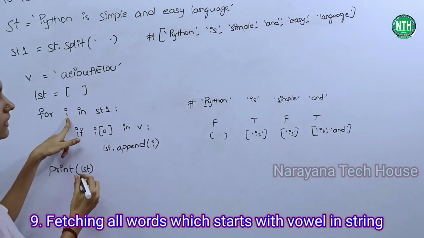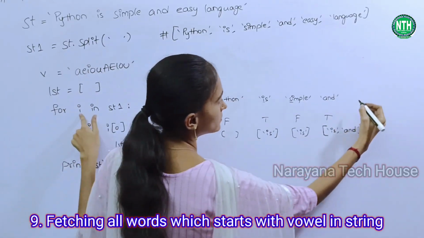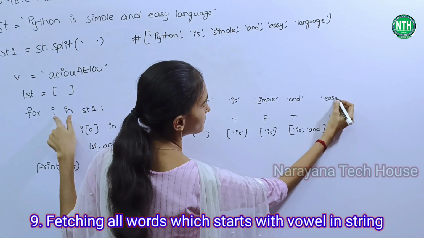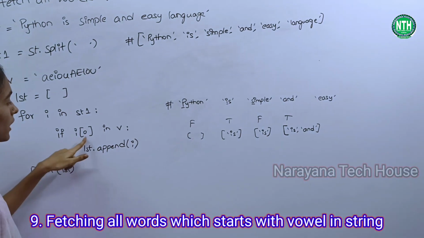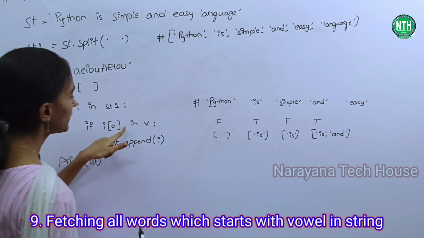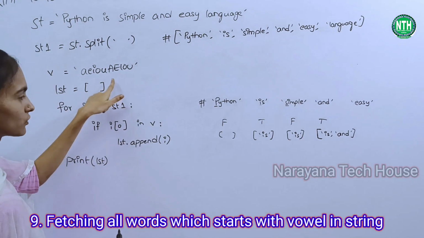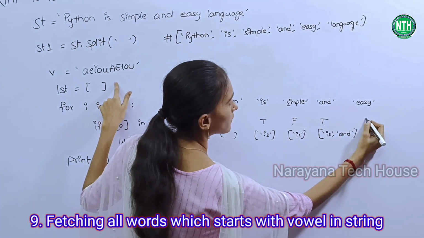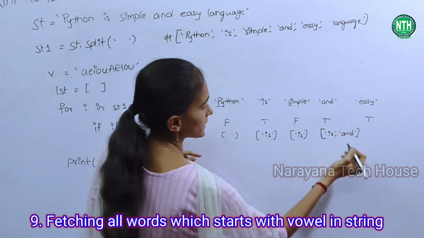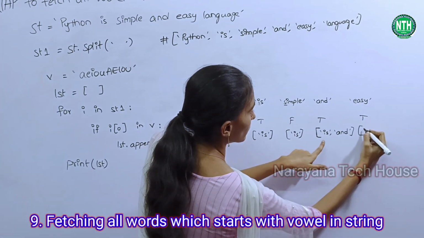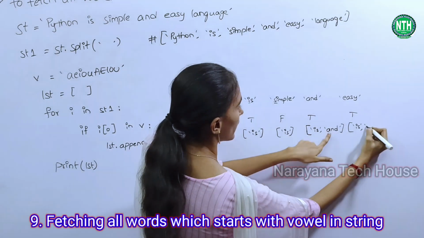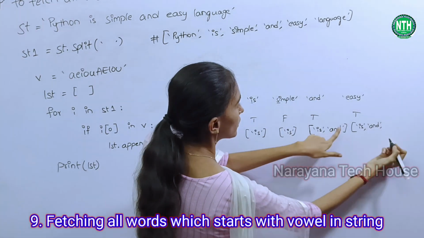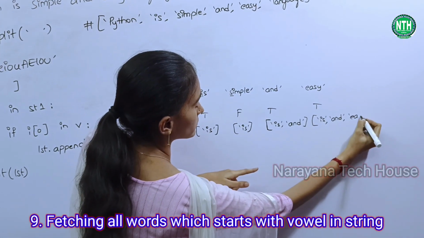What is the next time i value? Easy. i of 0 means E. E in V, is it true or false? True. So easy is appending. Before, is was there, and now and is there. Now easy is appending.